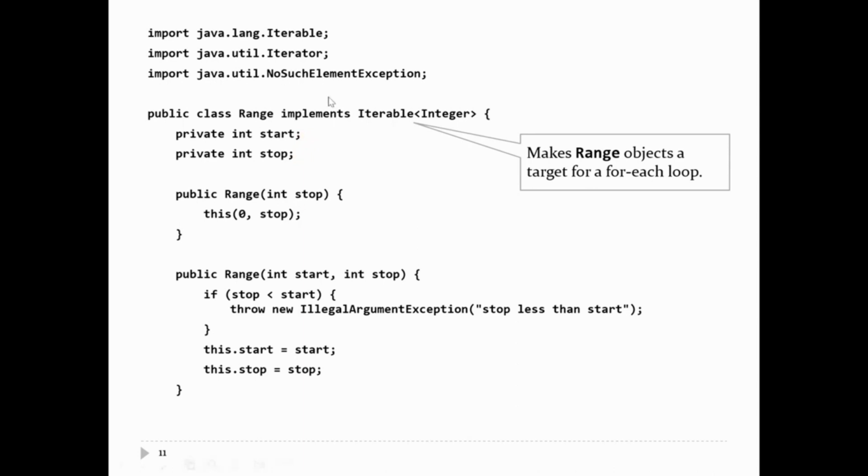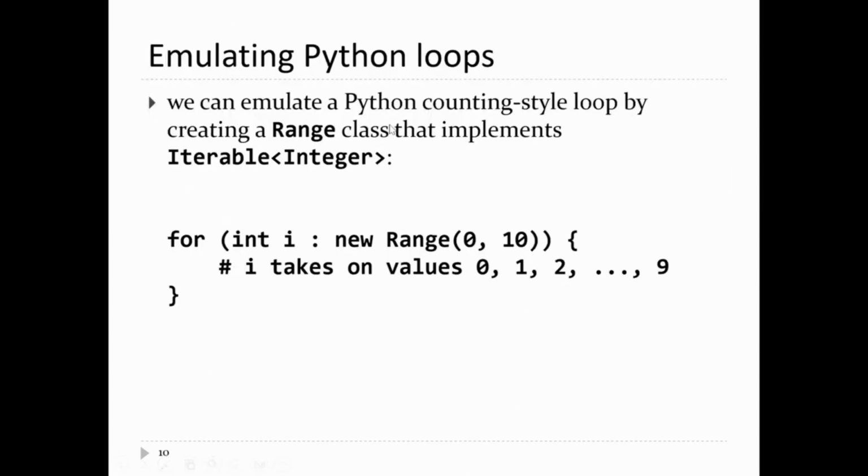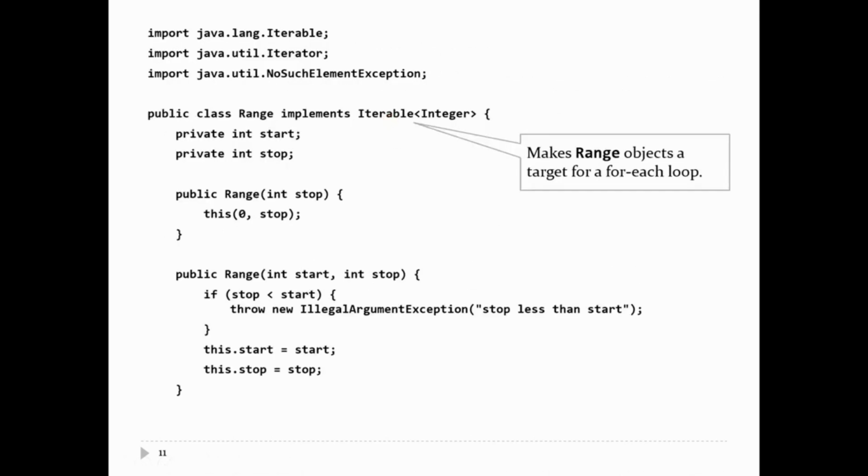We want range to be the target of a for each loop, so we have to implement iterable. And range is supposed to produce integers, 0, 1, 2, 3, 4, 5. So it's iterable integer. The iterator is going to produce integer values.